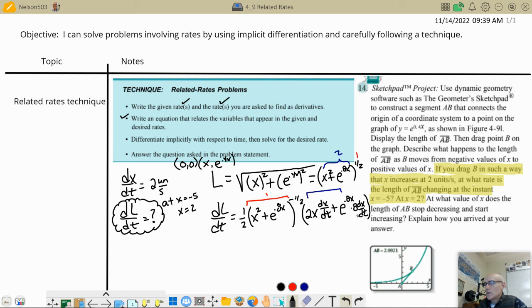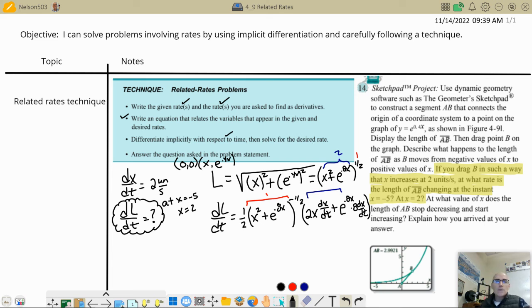So let's see here. I've done the chain rule. I think I took care of every little part. I took care of my implicit differentiation. So right here, differentiate implicitly with respect to time. Check mark. Then it says, then solve for the desired rate.